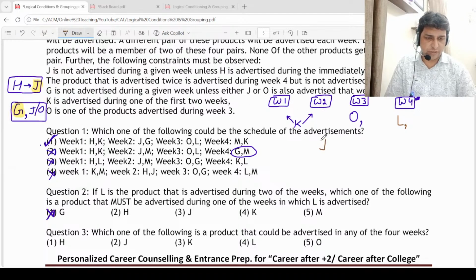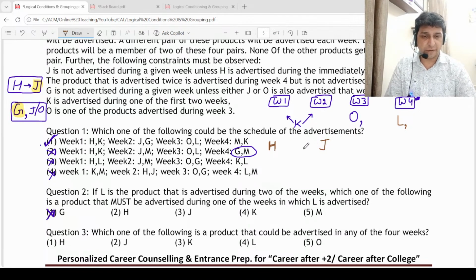Now if J has to be here, then H has to be here. Quite clear. Now G has to be with either J or O. Now, we know that, and in one of these parts we're going to have K also, right? Now, K also has to come here.